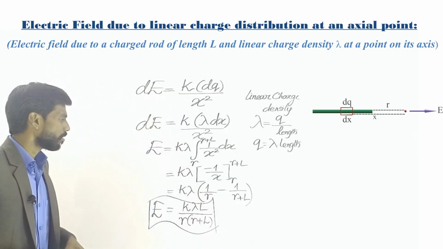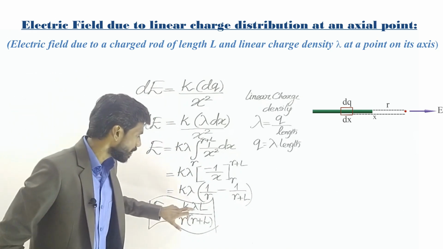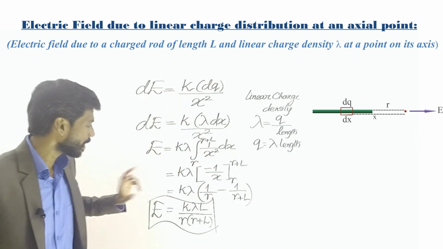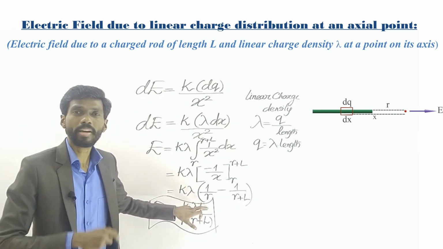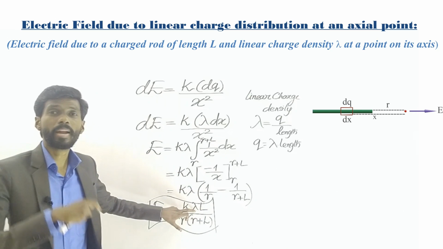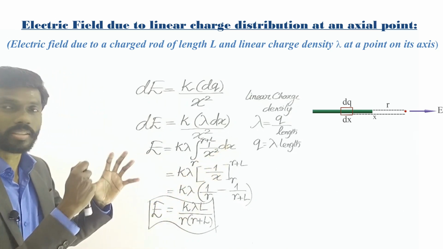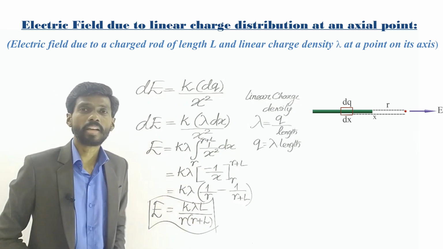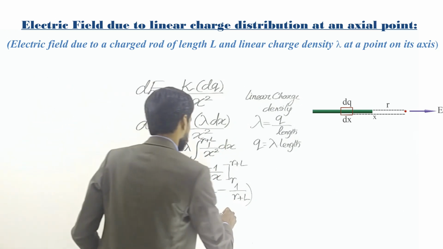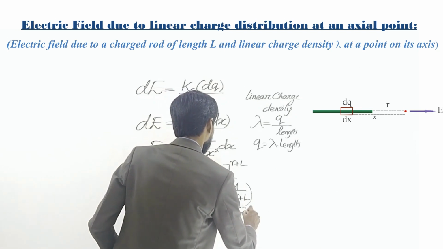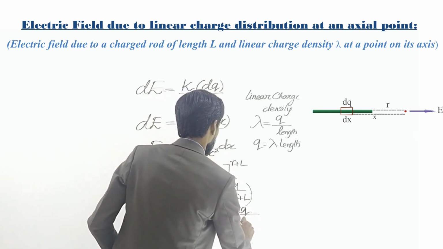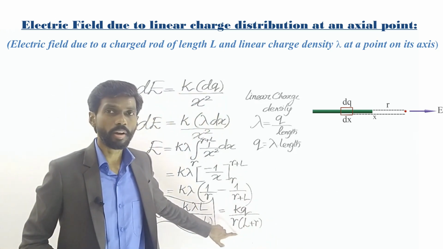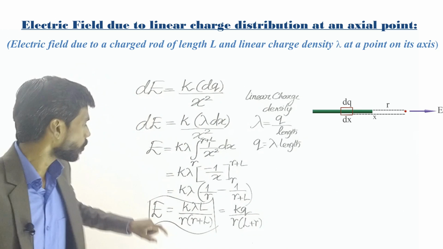Now we can also write the formula in terms of the charge. Suppose instead of lambda, the linear charge density, you are given the charge of the rod. What is lambda L? Lambda L is the charge density multiplied by the length, so that is the total charge. So you can also write it as kq divided by r times L plus r. Both are the same. If you know the charge of the rod, you can use this formula, or if you know the linear charge density, you can use the other formula.